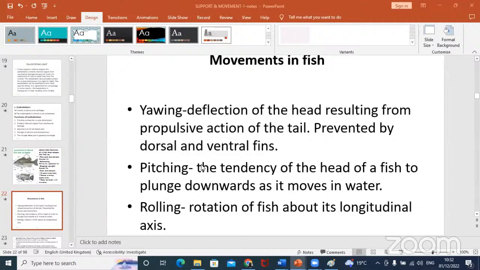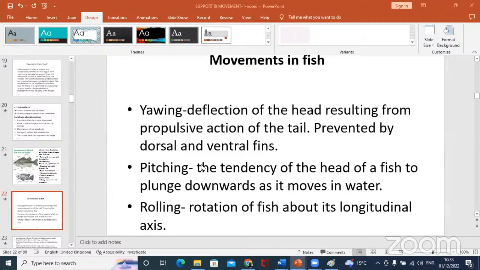So that one is controlled again by the paired fins, the pectoral and the pelvic fins. Please note these things. These are very critical things. So braking and changing direction, though, are controlled by the paired fins, the pectoral and the pelvic fins.